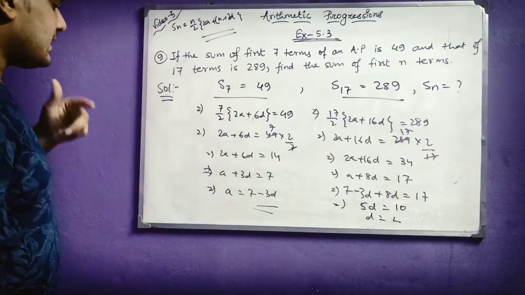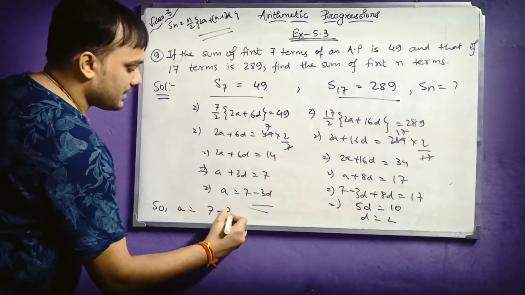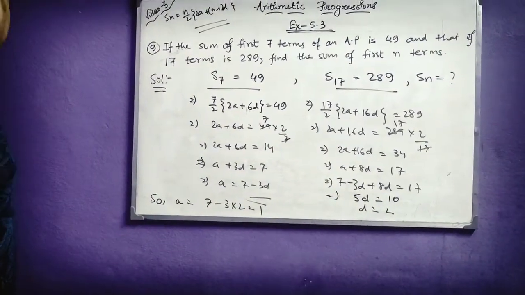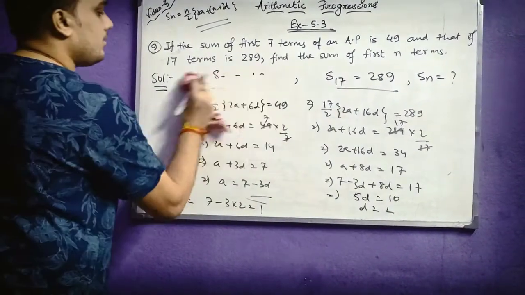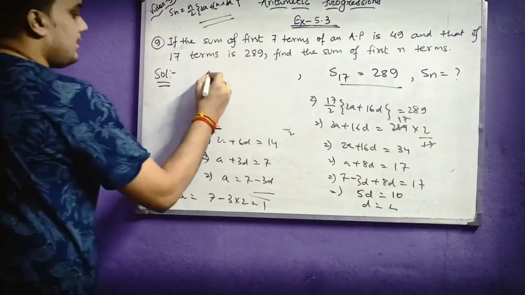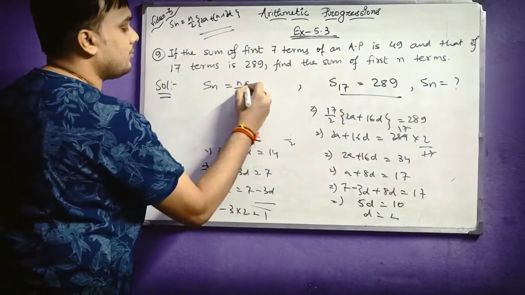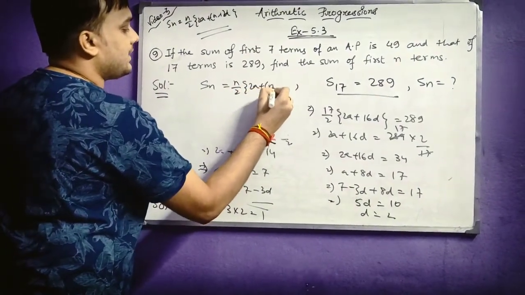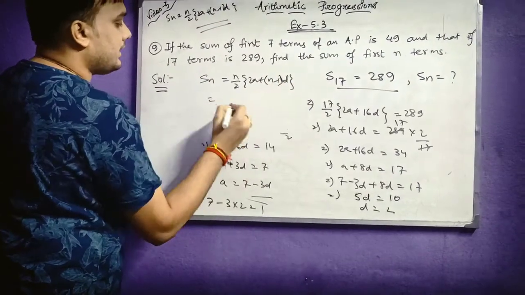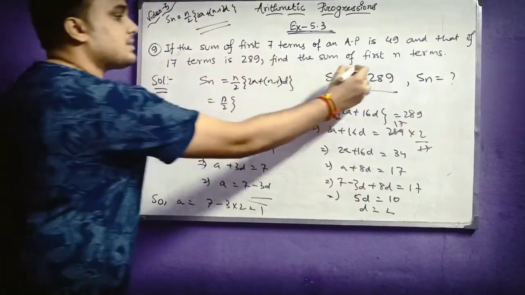Since d equals 2, what will be a? A will be equal to 7 minus 3 into 2, that is 1. So we have got a as 1. Okay, so what will be the sum of n terms then? It will be Sn. The formula is Sn equals n by 2 into 2a plus n minus 1 into d. So you will get here n by 2. I will keep n as n only because I am finding the sum of n terms.